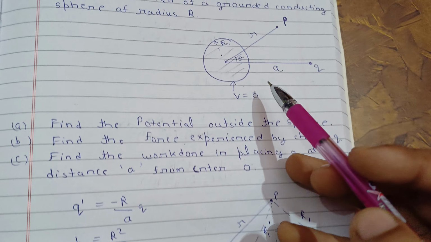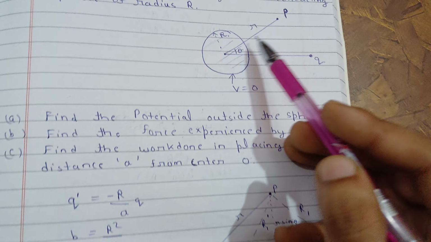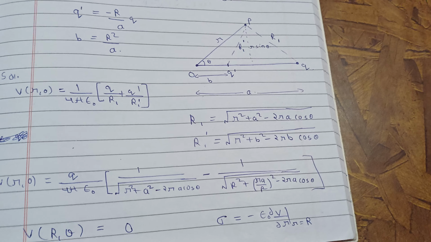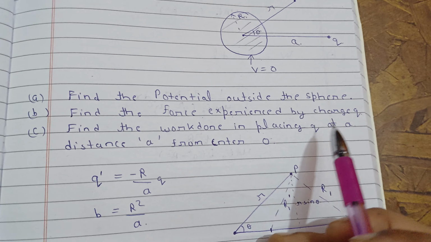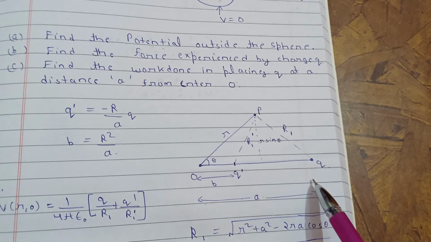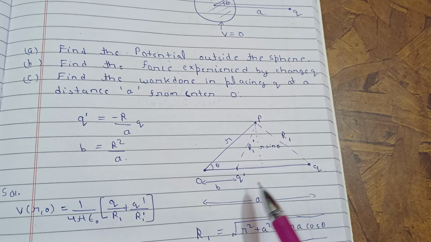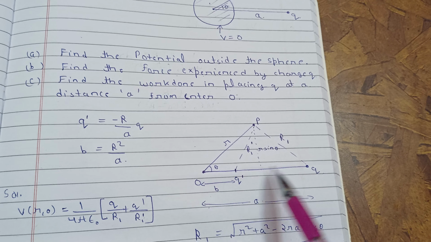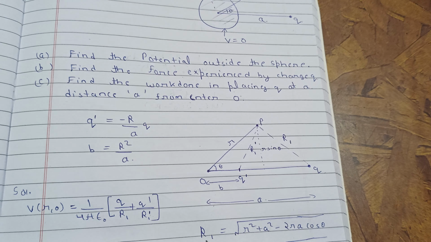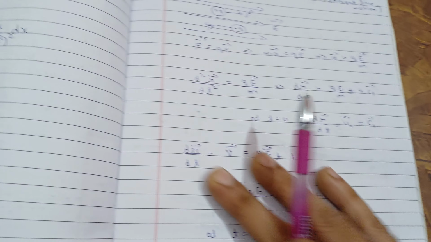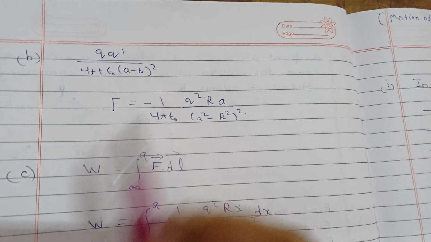Now if you need to find the charge density anywhere on this sphere, that will be equal to minus epsilon del V by del r, at r equal to R. That's how you can find the charge density also. Now find the force experienced by the charge q. This is equivalent to this, so the force will be q dash q divided by 4 pi epsilon naught times the square of a minus b, the distance between q and q dash. Now substitute the q dash and b, and you will get your force.